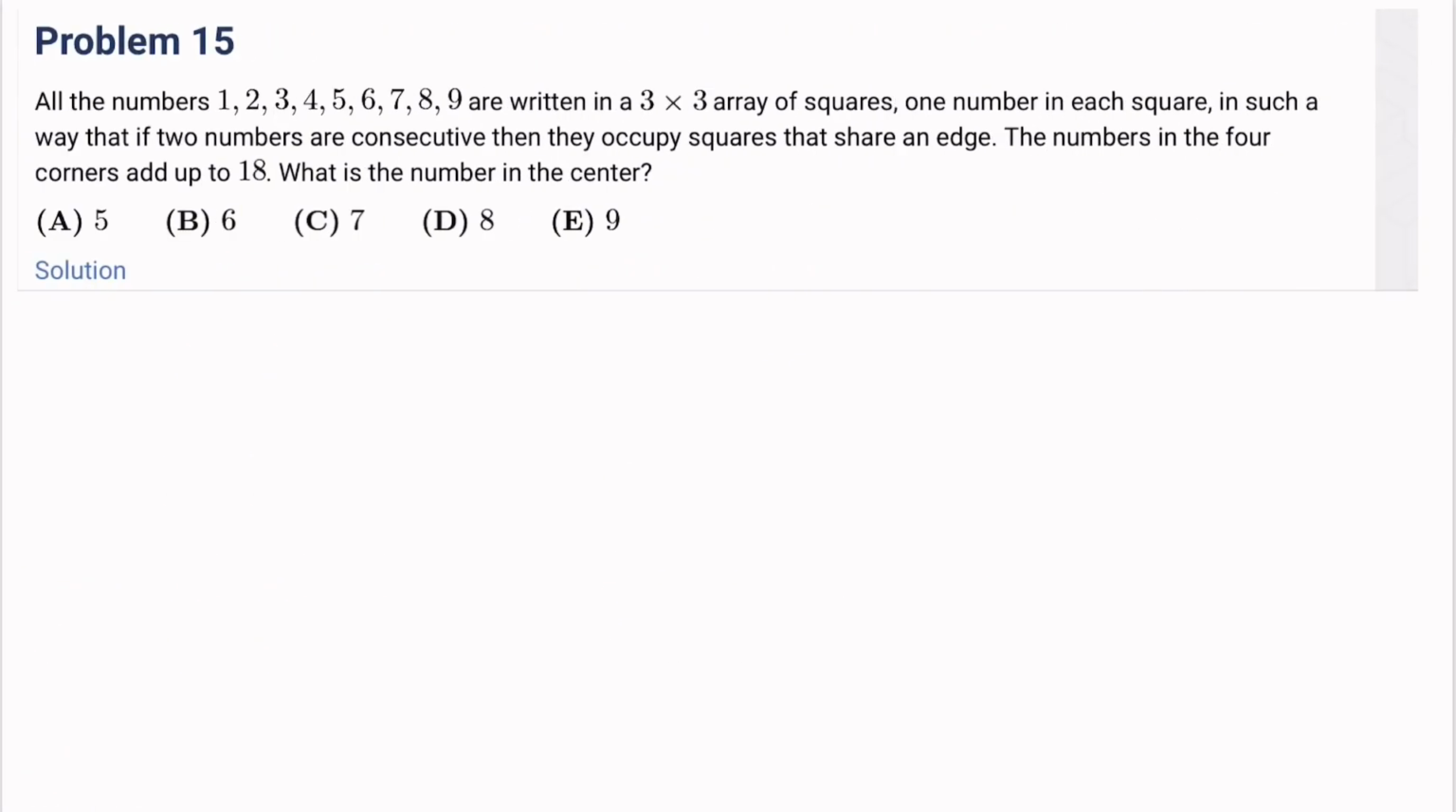Number 15, all the numbers 1, 2, 3, 4, 5, 6, 7, 8, 9 are written in a 3 by 3 array of squares, one number in each square, in such a way that if two numbers are consecutive, then they occupy squares that share an edge. The numbers in the four corners add up to 18. What is the number in the center?